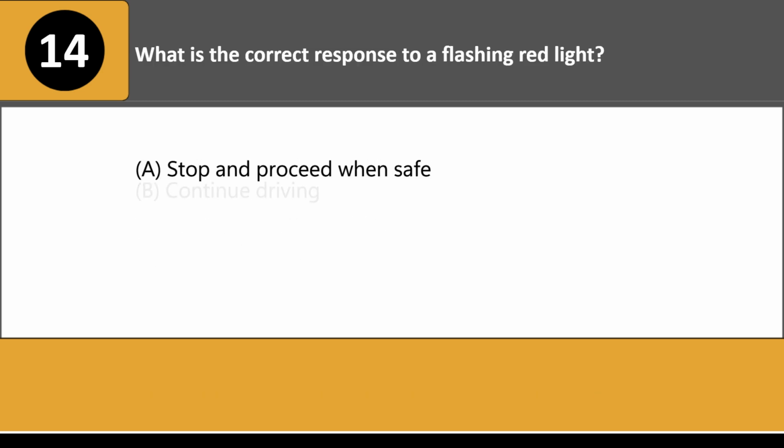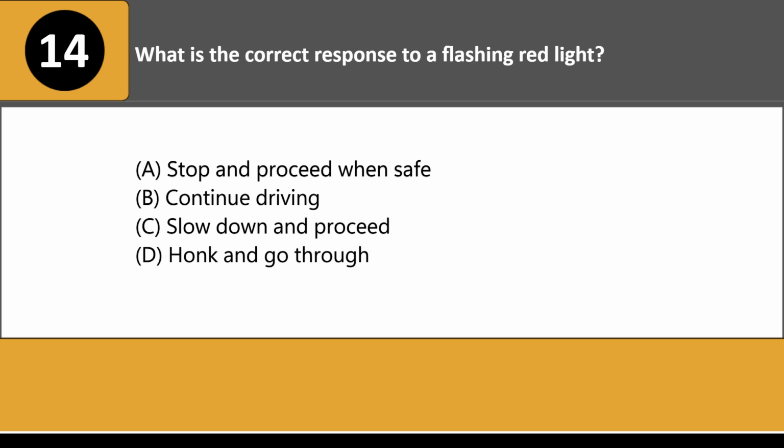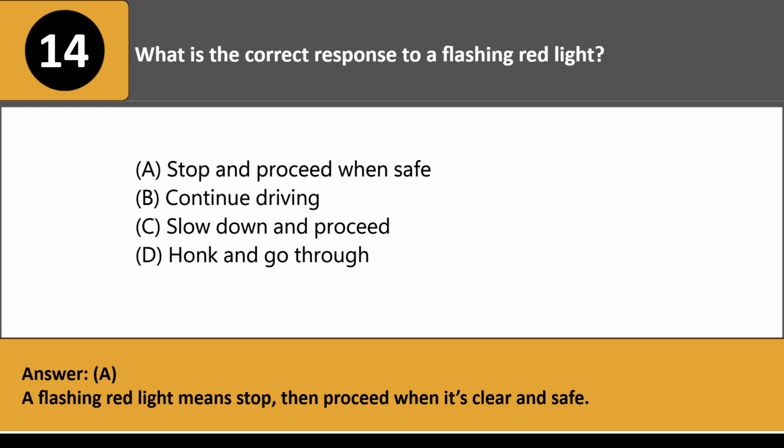What is the correct response to a flashing red light? A. Stop and proceed when safe. B. Continue driving. C. Slow down and proceed. D. Honk and go through. Answer: A. A flashing red light means stop, then proceed when it's clear and safe.